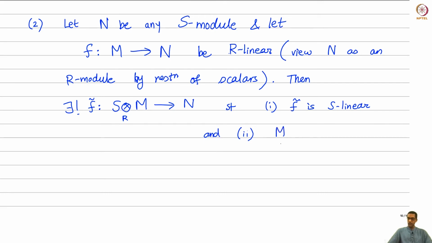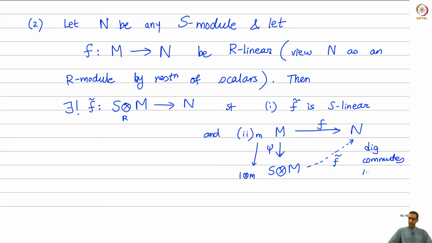M going to S tensor M. Recall we had this standard map that we called psi, which took every element M to one tensor M. Then we have the given map F to N, and we claim that there is a unique map F tilde like this, such that this diagram commutes. Recall that diagram commutes just means that F tilde composition psi is the map F.